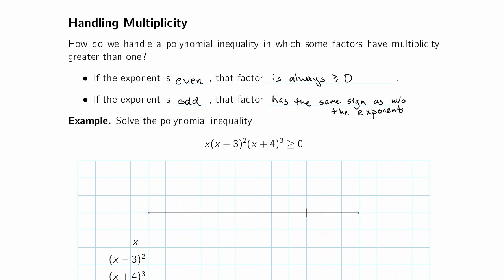So, even powers are always either positive or 0. Odd powers, their sign is not affected. Okay, that's pretty easy. Let's try an example.